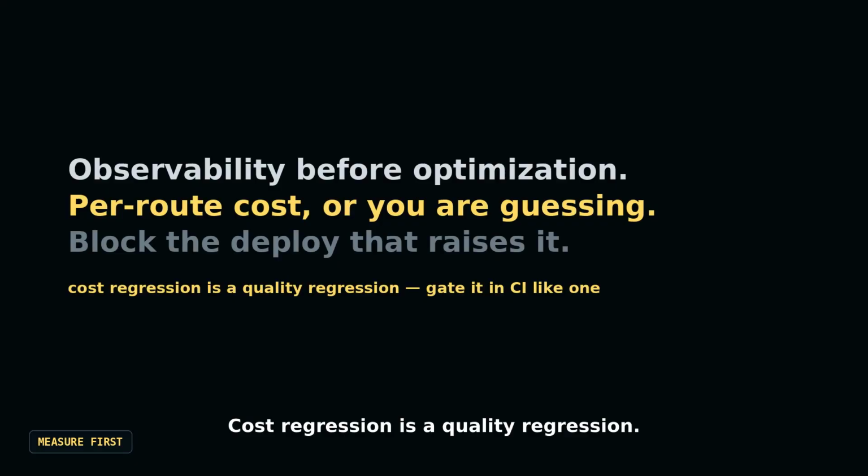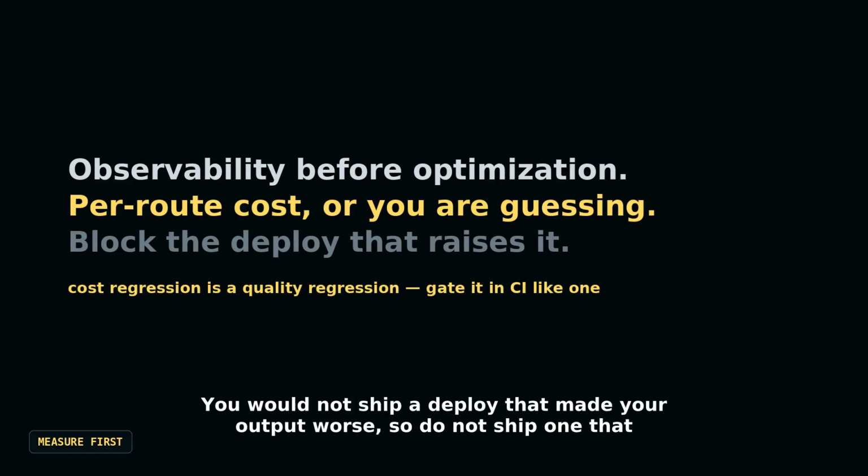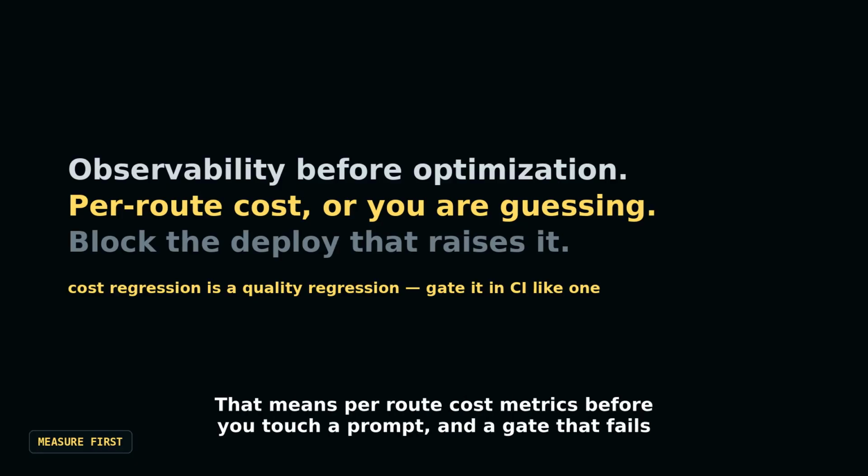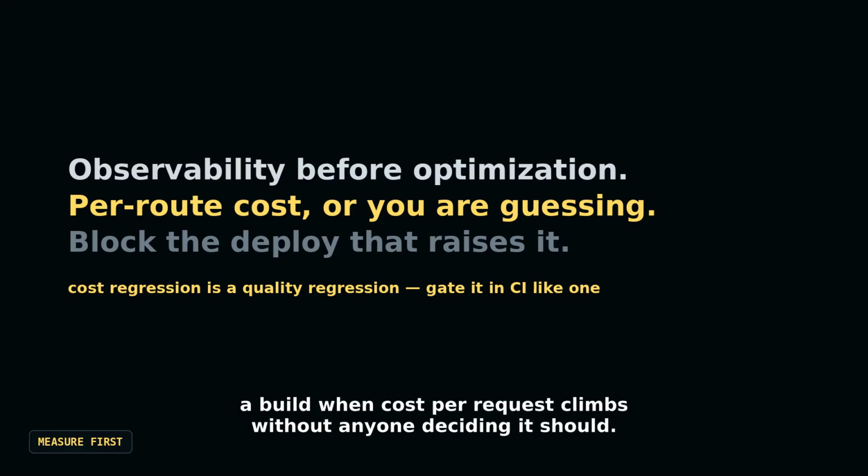The framing to keep is the one from Module 1. Cost regression is a quality regression. You would not ship a deploy that made your output worse, so do not ship one that makes every request more expensive. That means per route cost metrics before you touch a prompt, and a gate that fails a build when cost per request climbs without anyone deciding it should.